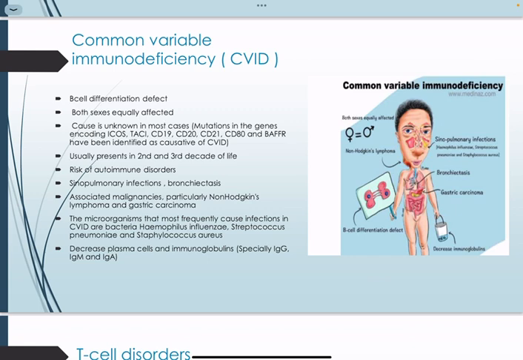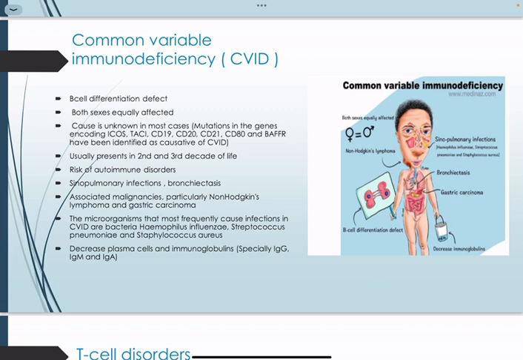Another problem with common variable immune deficiency is the autoimmunity and the immune dysregulation, which puts them at a higher risk of developing cancer in the future, most commonly non-Hodgkin lymphoma and gastric carcinoma. This has higher prevalence in patients with common variable immune deficiency than the general population. As I said, the pyogenic infections that they are susceptible to most commonly are Haemophilus influenzae, Streptococcus pneumoniae, and Staphylococcus aureus. And again, because they have a problem with B cell differentiation and antibody production, you will have low levels of IgG, IgM, and IgA.